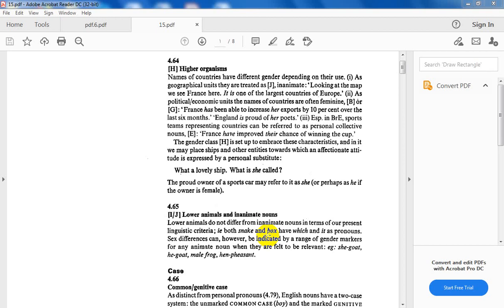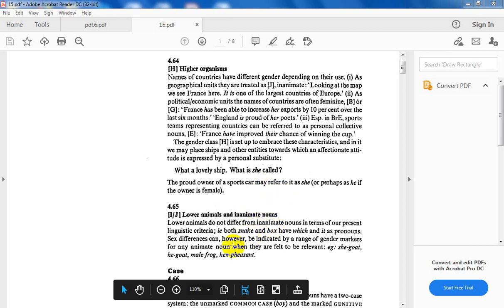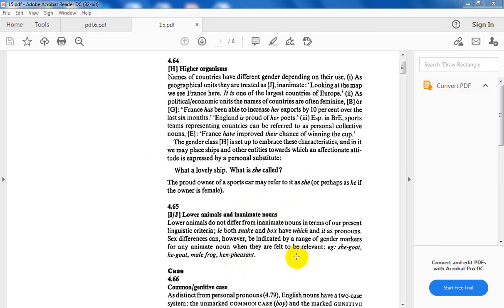Sex differences can, however, be indicated by a large number of gender markers for any inanimate noun when they are felt to be relevant. So, she-goat, he-goat, male frog, hen pheasant, depending on these gender classes or gender markers. We are going to stop at this point. Your preparation for next Thursday will be irregular plurals and the gender.